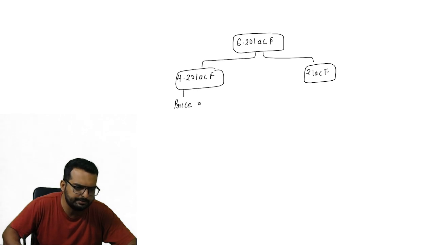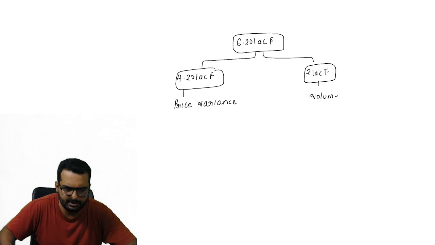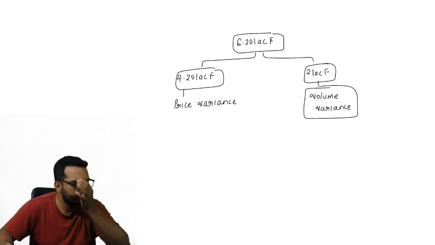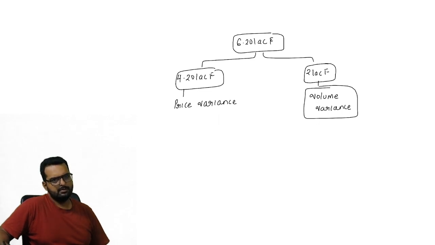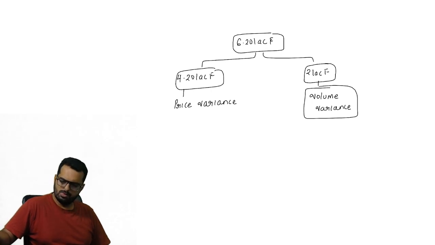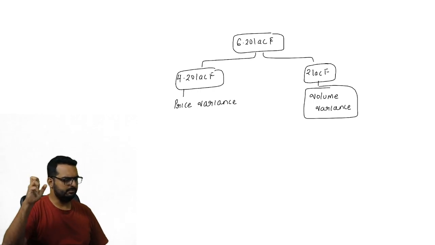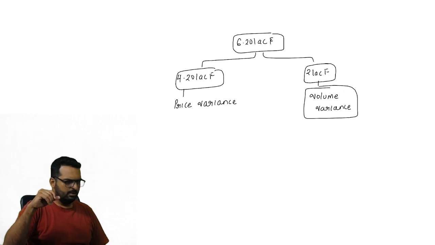Just that they are using some different terminology, and this one is nothing but volume variance. So can you write this down in your books now? Everybody clear with this?